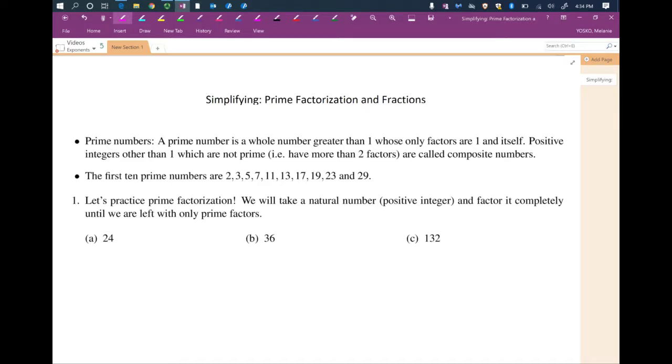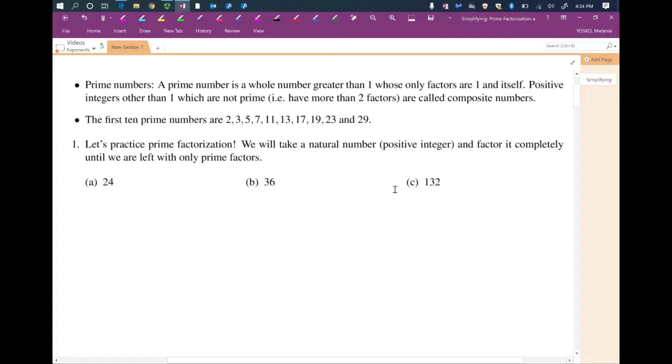So let's practice some prime factorization. We're going to take a natural number, which is a positive integer, and factor it completely until we're left with only prime factors. So let's just take a step back and think about what your natural numbers are or what your positive integers are. Remember when you were little and somebody would say, "How old are you?" And you're like, "I'm this many." And you would hold up 3 fingers, 1, 2, 3.